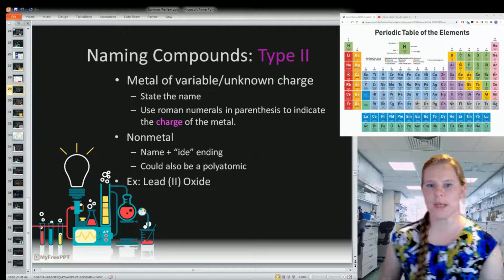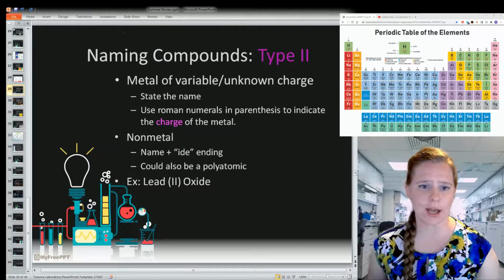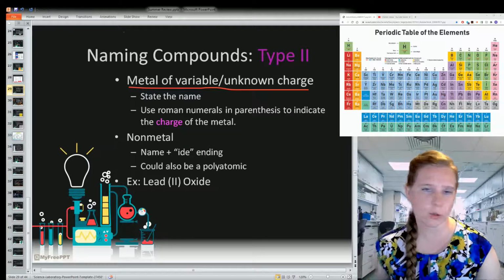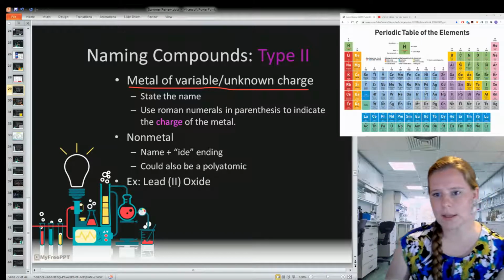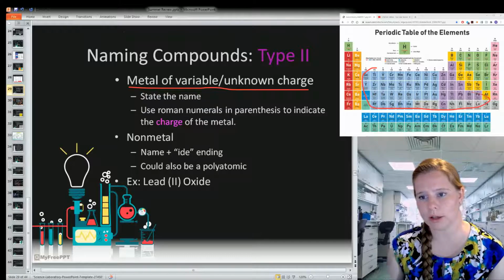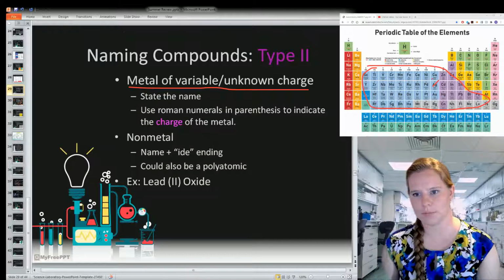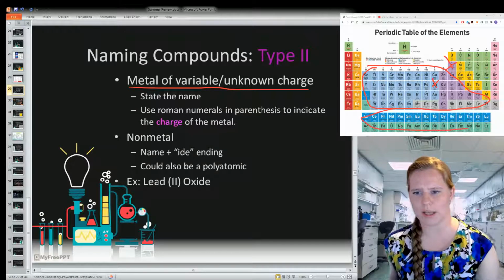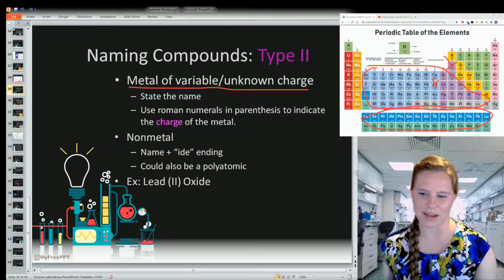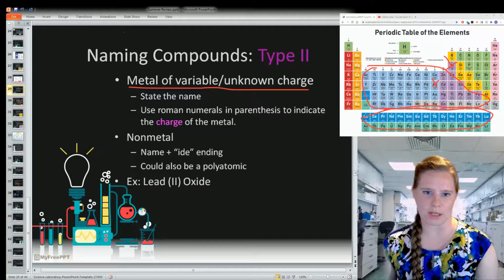Okay, type 2. This is when the metal is not known. The metal has a variable or unknown charge. So that is going to typically be a transition metal. It could be anything really over here to the staircase, except for silver because you know the charge of that, and aluminum because you know the charge of that. Could also, I guess, be something down here. We don't often name those, but usually something in this region.